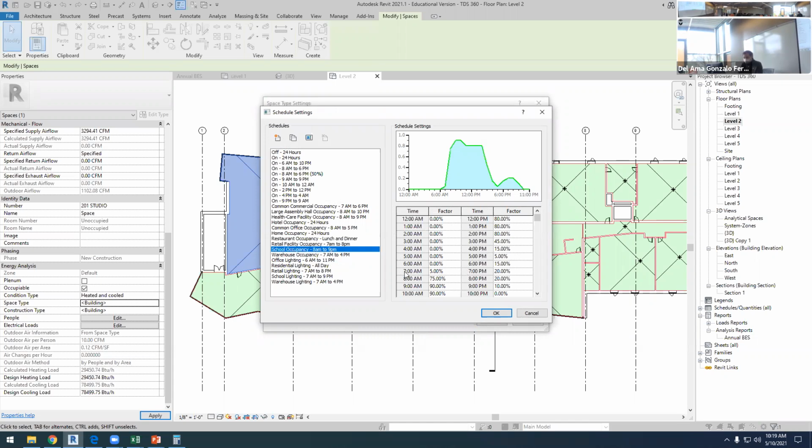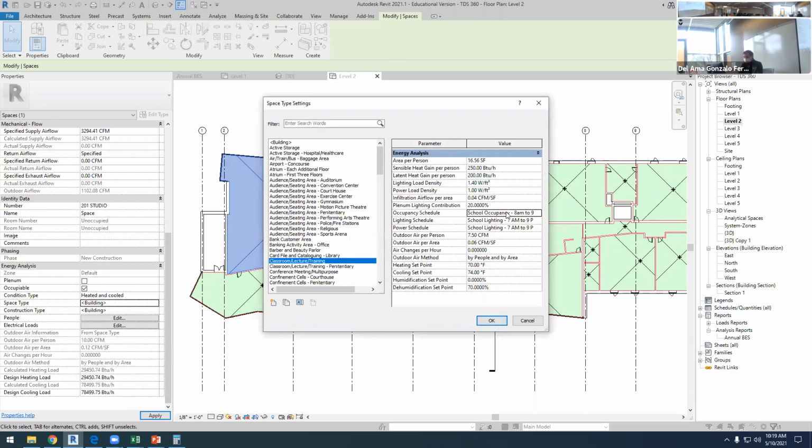If you want to start the classes at 7 a.m., you can set that at 7 a.m. We have 50% of the classes working, and then you can change it. Then the lighting schedule is the same, from 7 a.m. to 9 p.m. The power schedule is from 7 a.m. to 9 p.m. But you can change it. I think if we select a classroom, by default we have values that go well.